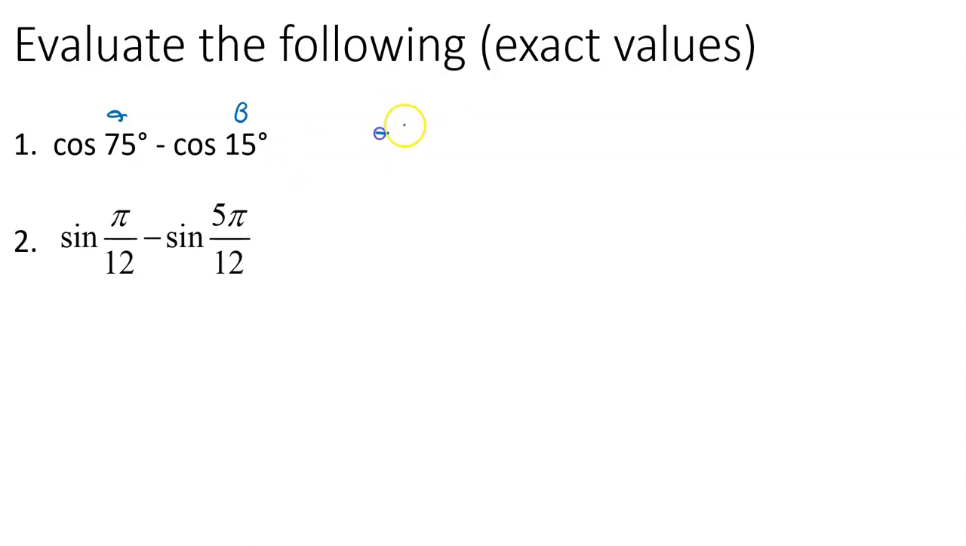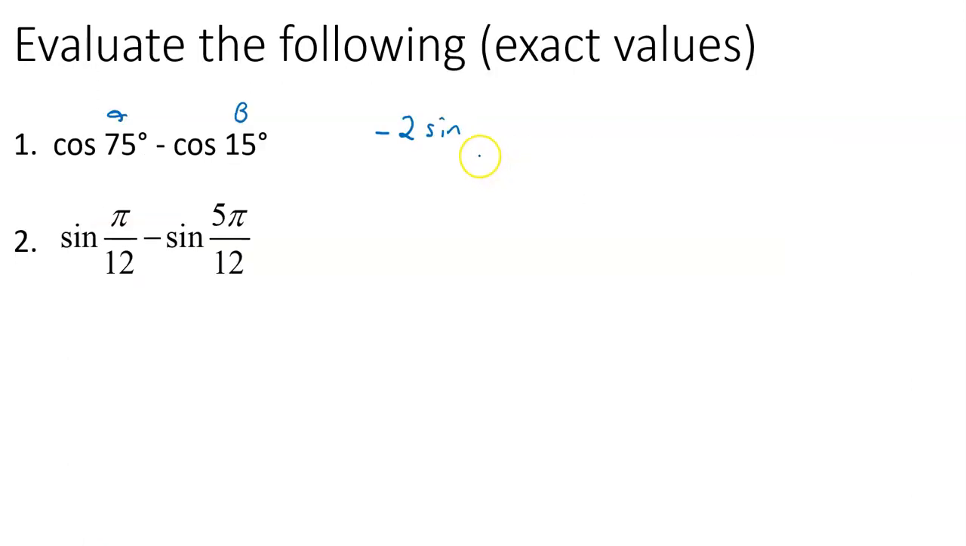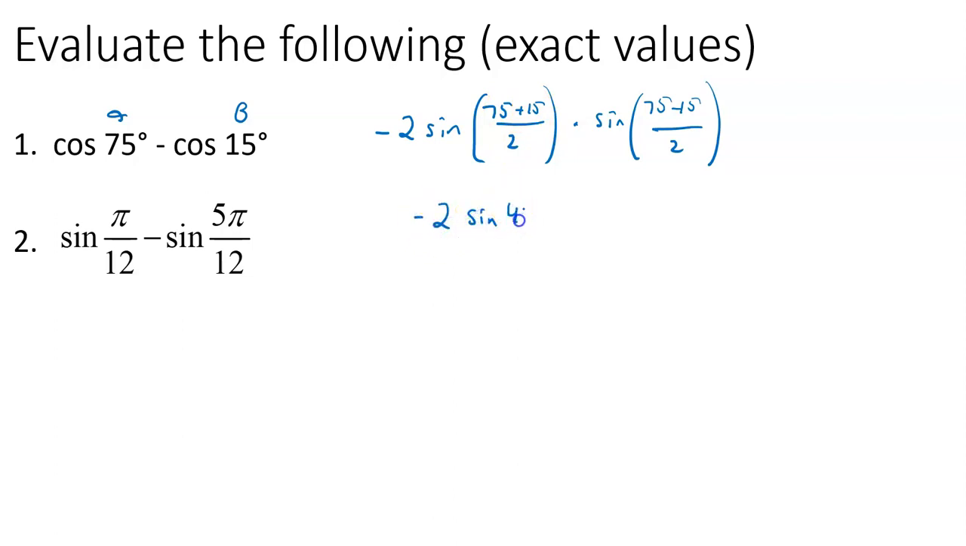So the formula says take negative 2 sine, and then what? Alpha plus beta over 2. So 75 plus 15 over 2 times the sine of alpha minus beta over 2. So the sine of 75 minus 15 over 2. Well, 75 plus 15 is 90. 90 over 2 is 45. 75 minus 15 is 60. 60 over 2 is 30.